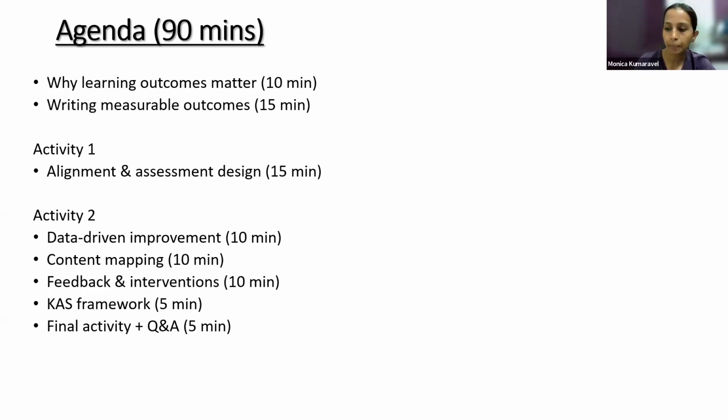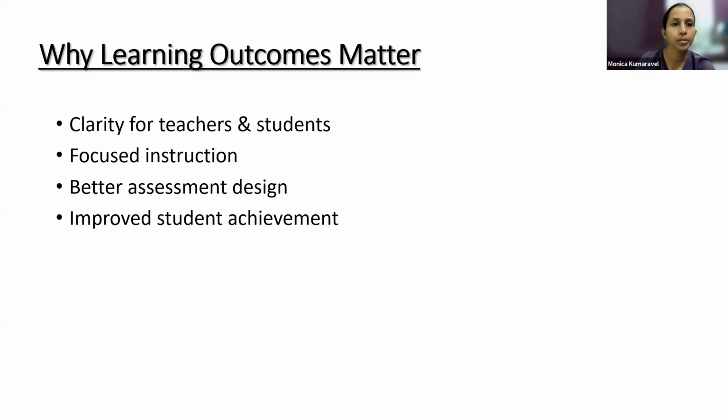For example, in grade 12 physics, we know the content is very heavy. So how can we map very big topics and break them down, so we can also know what we are teaching. Are we teaching up to the level of the students? All these things we can know using content mapping. And then we can go for feedback and interventions, like how we can give timely, specific feedback to the students. Also the KAS framework. And in the final activity, we will do a lesson plan together. Okay, fine. So this is our agenda of today's session.